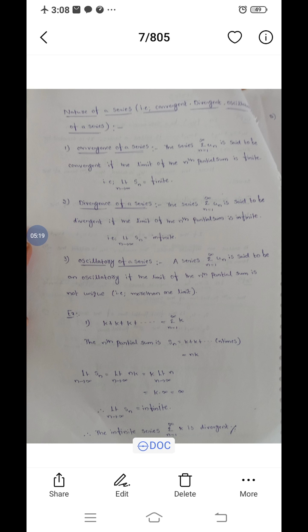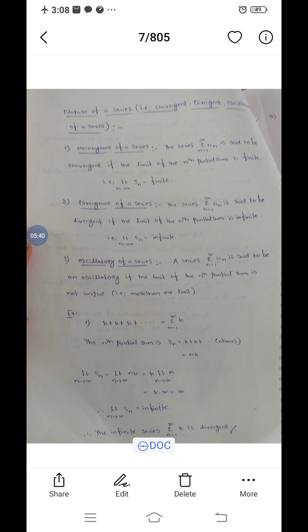That means we are getting more than one limit. So for the nth partial sum, if you find the limit and you get more than one limit value, then it will be called an oscillatory series. Now here I specified one example: summation n equal to 1 to infinity of k.